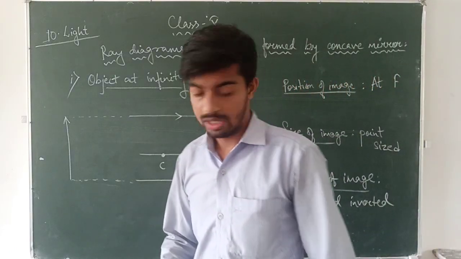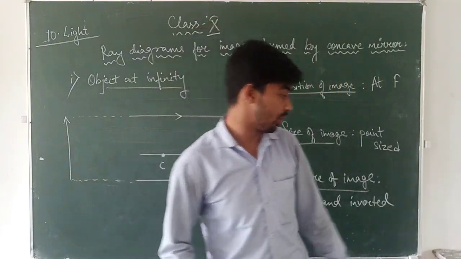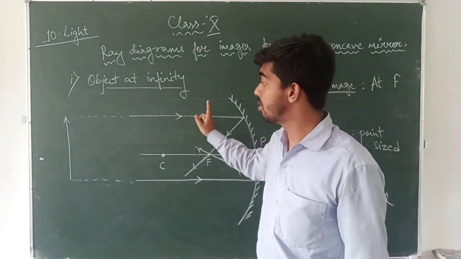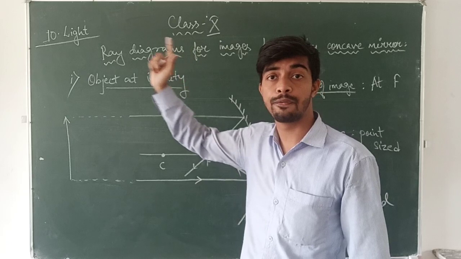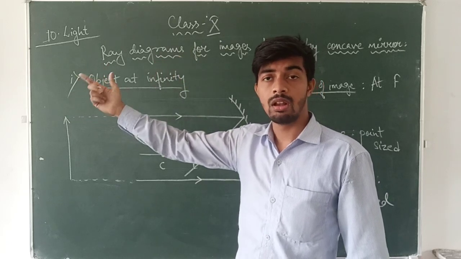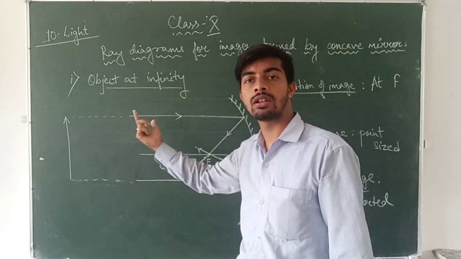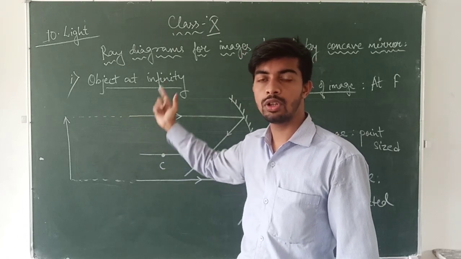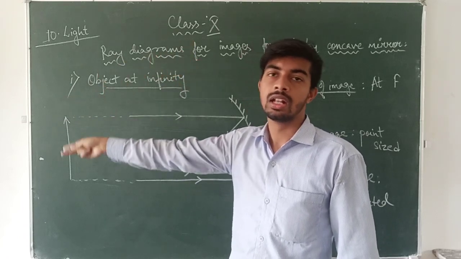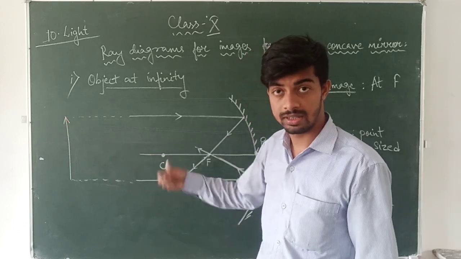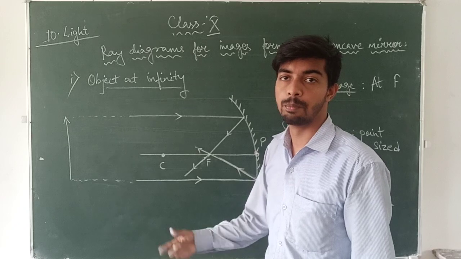Now let us see the second position. Here in the first case, the object was very far away, it was at infinity. Now gradually the object will come closer and closer to the mirror. First of all, the object was at infinity. Now the object will come a little bit closer, and in the second case, the object will be beyond C.